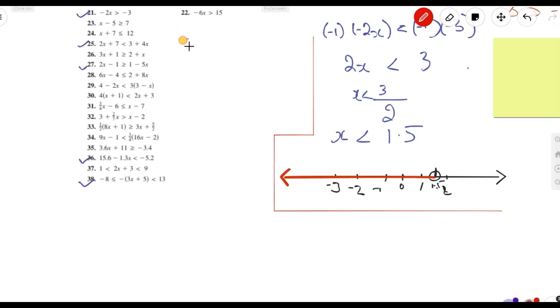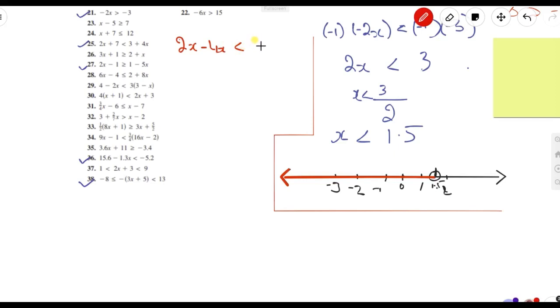Okay, so it is 2x minus 4x. Whenever you shift your terms, just the terms on either side of the inequality, the sign is not going to swap. Keep this thing in mind.